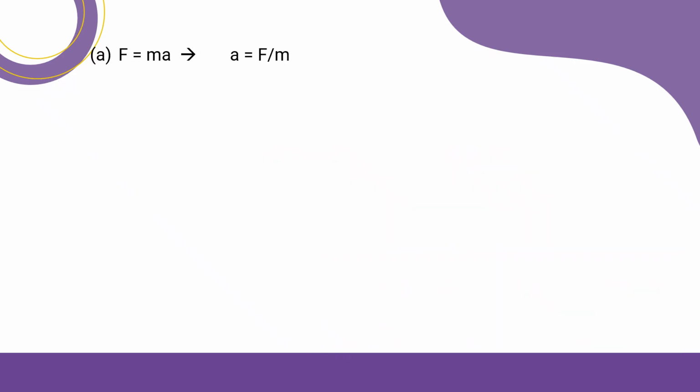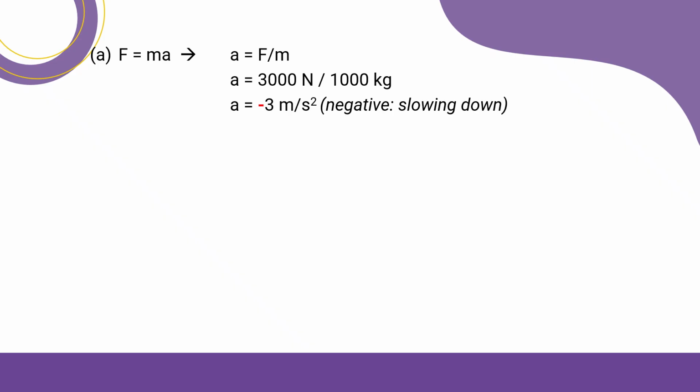First, let's get the acceleration of the car. Using our derived formula, acceleration is equal to 3,000 newtons divided by 1,000 kilograms. And you should arrive at 3 meters per second squared. Now take note that we put a negative sign since the car is actually slowing down.